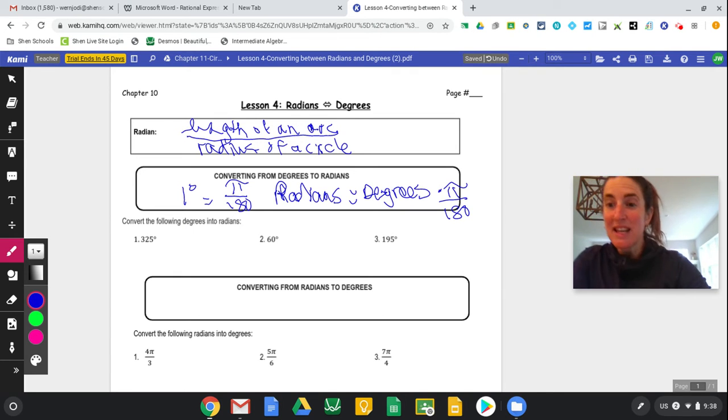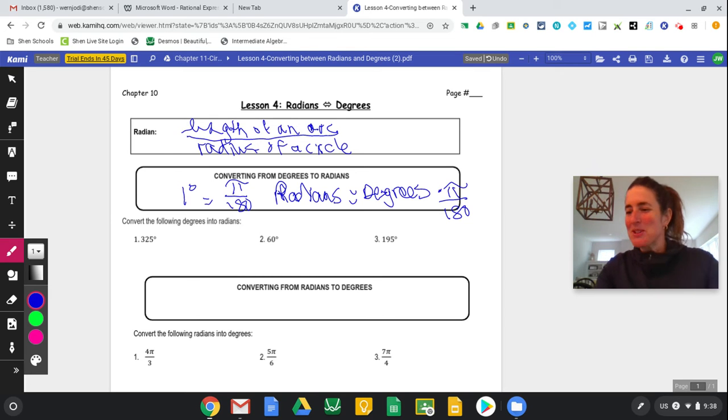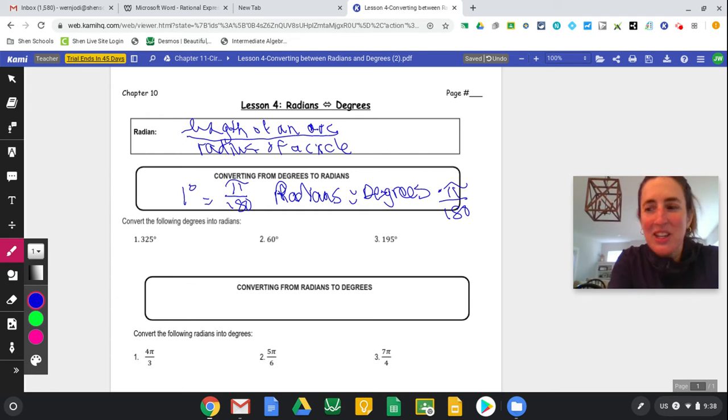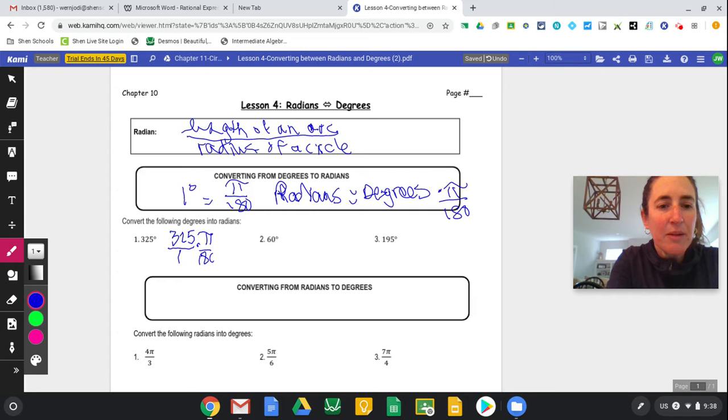Okay, let's try some examples. You're going to need your handy dandy calculator. I'm so excited. Hopefully you have it at home. Okay, so we have 325 degrees, but I want to turn that into radians. So I'm going to place that over 1 and multiply it by pi over 180.